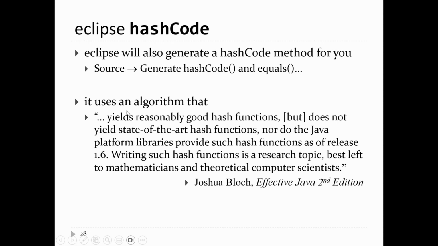So the Eclipse version of hashCode generates a hash function that is reasonably good some of the time. But it does not yield what are called state-of-the-art hash functions, nor do the Java platform libraries provide such hash functions. Notice the last part of the comment: writing such hash functions is a research topic best left to mathematicians and theoretical computer scientists. So in other words, leave this up to the PhDs to actually write a good hash function. That's not your goal when you're writing hashCode.